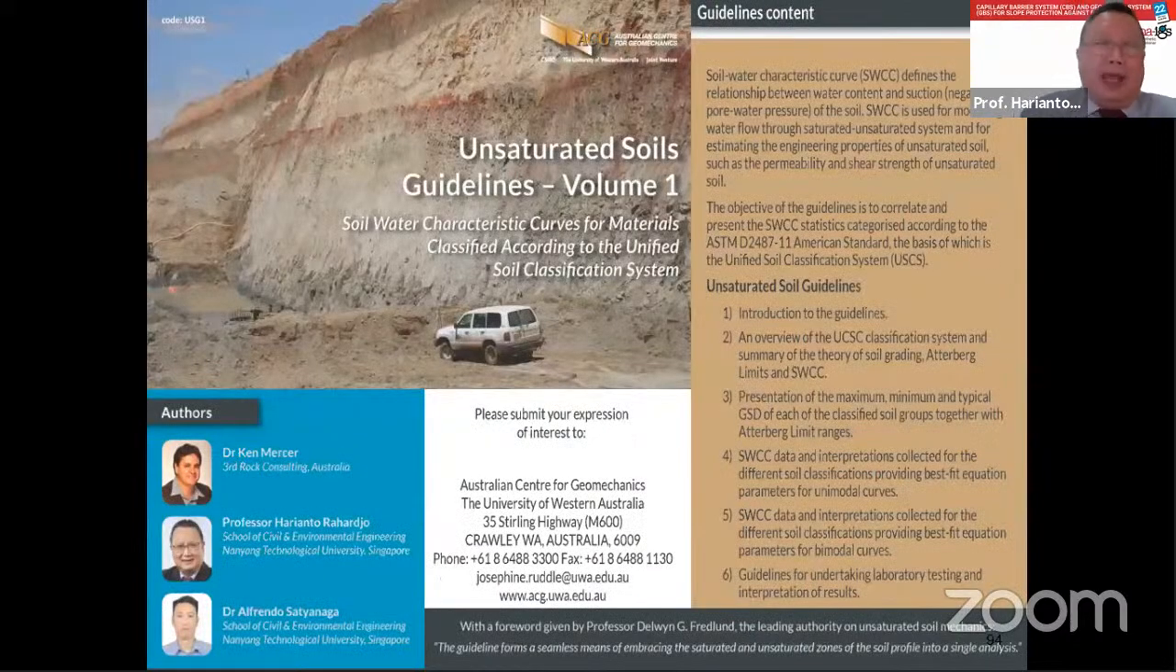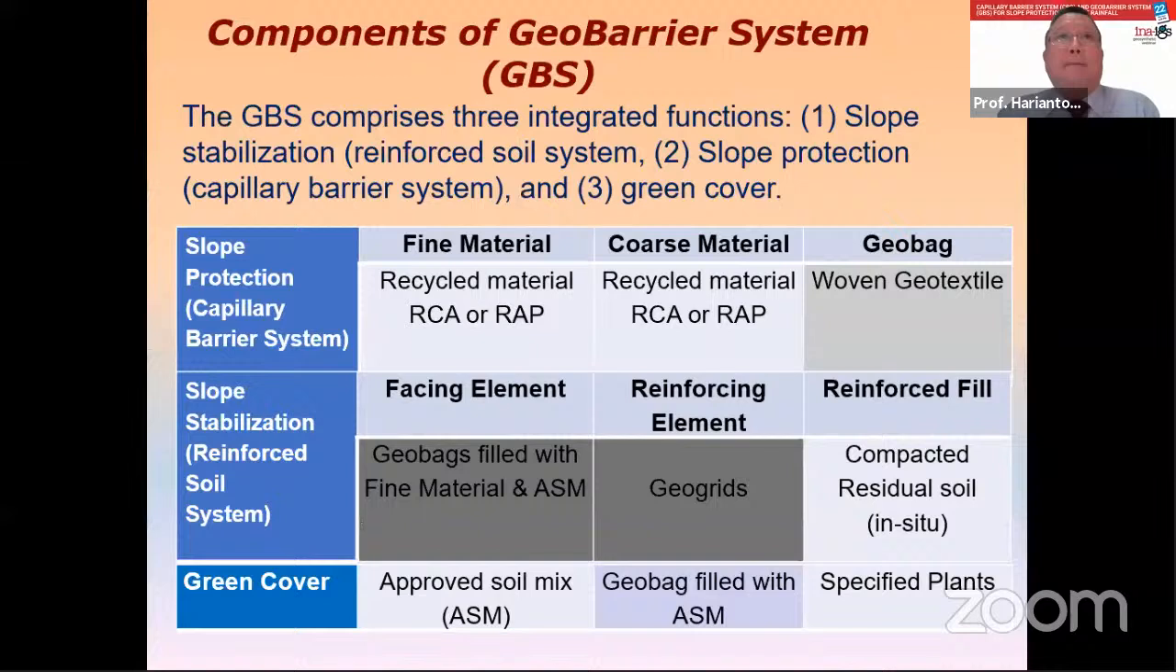In the event that you do not have laboratory test results, there is a guideline that we just produced together with Dr. Mercer from Western Australia, and also Dr. Alfredo. It is basically a guideline based on the different categories of classifications of USCS, the Unified Soil Classification System. Then you can estimate your soil water characteristic curve, and from there you can estimate your permeability function and others. These are the components of the geobarrier system that we use.